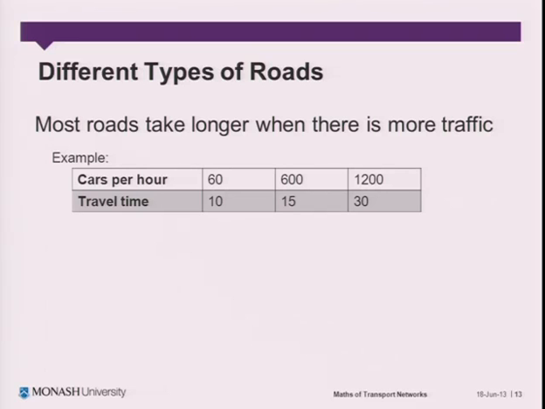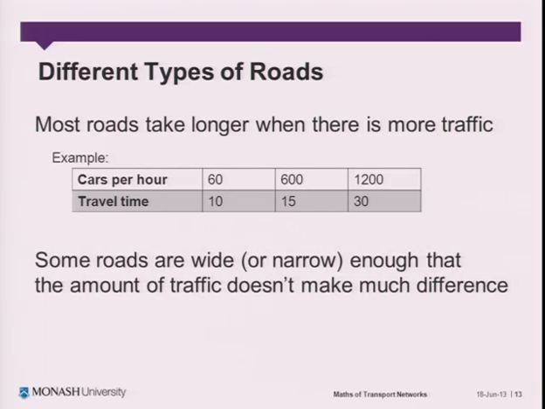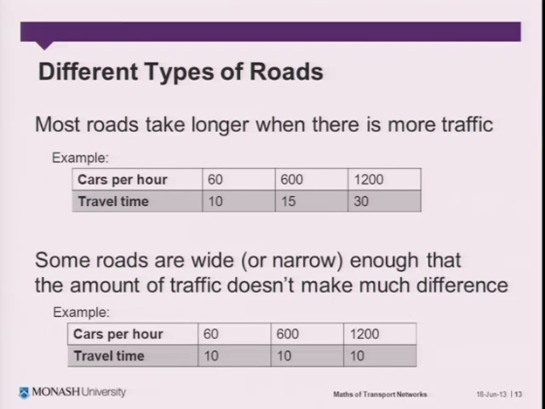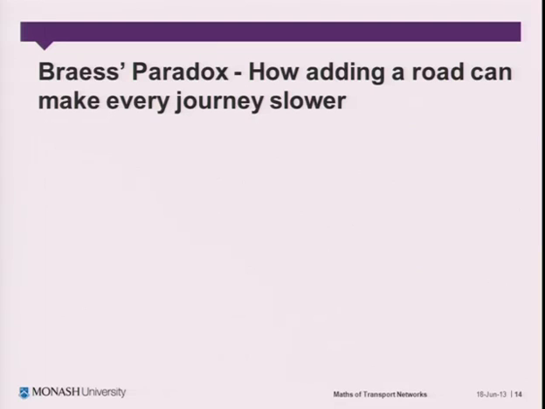So the travel time on a particular stretch of road is going to increase with the number of cars per minute, with the occupancy of the road. On the other hand, there are other roads that are either large enough or small enough that it doesn't matter how many cars there are, it's not going to make any difference. It's going to be equally fast or equally slow. So there are two different kinds of roads. Some roads are more sensitive to the actual occupancy, to the congestion, to make it slower, and some less responsive or less variable.